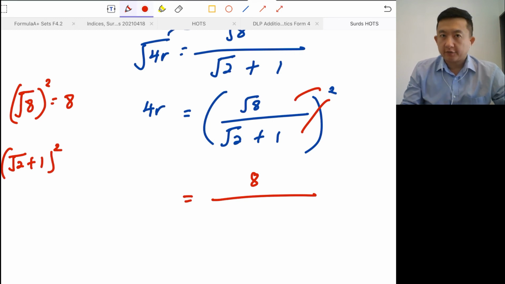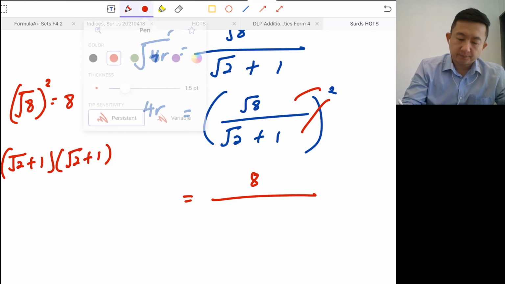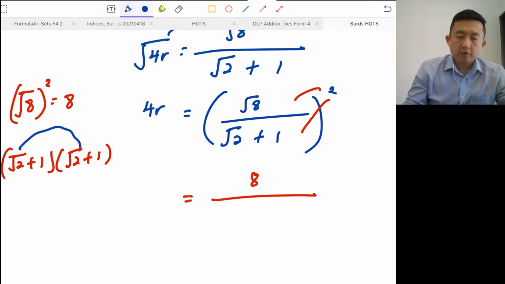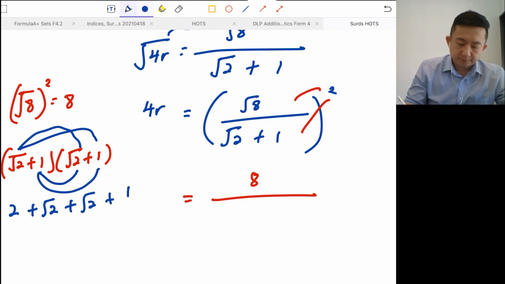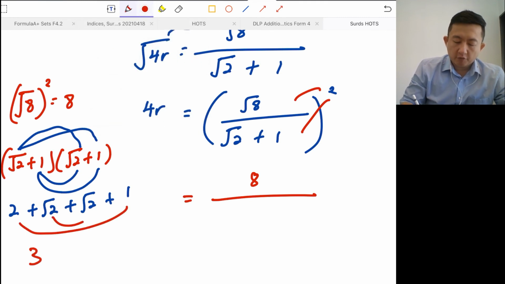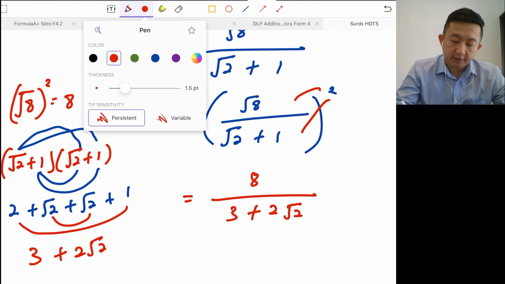If you think it's very hard for you to go for the shortcuts and formulas, well, what you can do is you write it out. Square root 2, rainbow method, square root 2 times square root 2, you have 2. Square root 2 multiply 1, you have square root 2. Same thing, square root 2, 1. 2 plus 1, 3. Square root 2 plus square root 2, 2 square root 2. And we are not done.